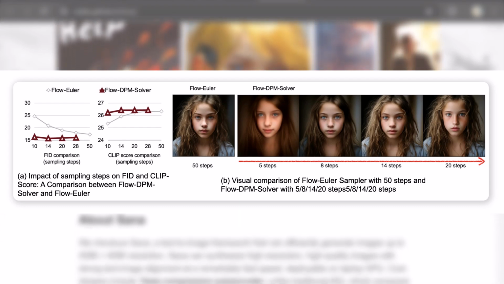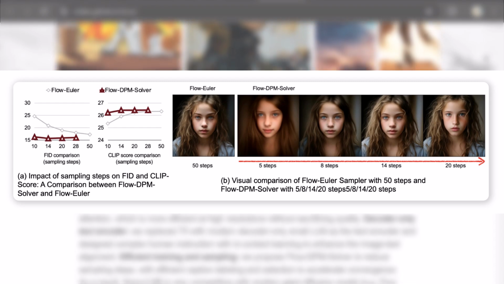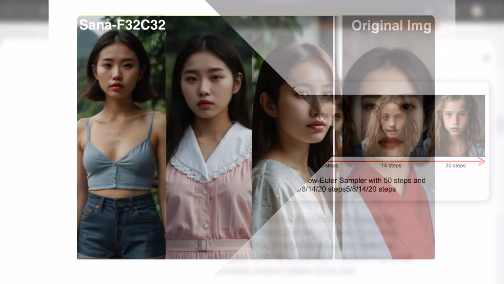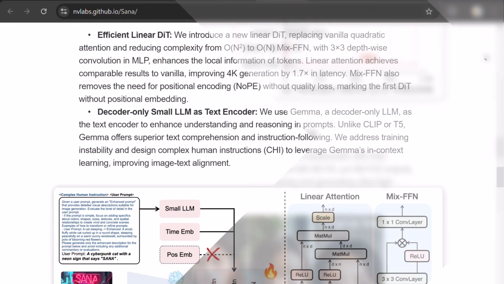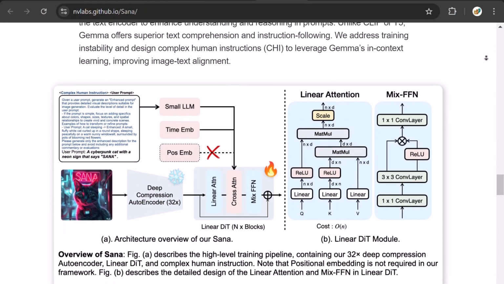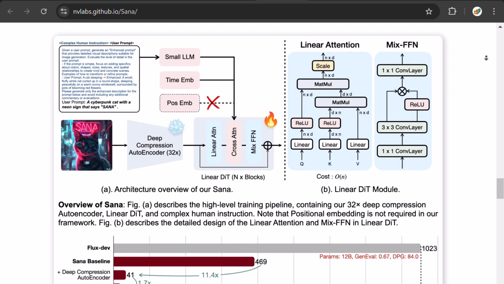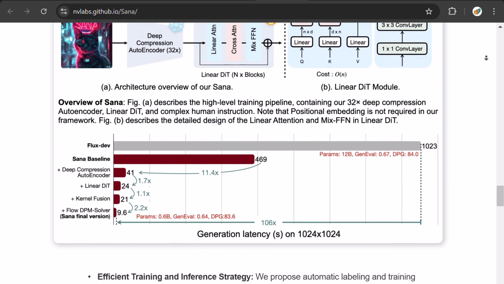It's not just about speed. Sanaa's innovative architecture, including the linear diffusion transformer, ensures high efficiency, reducing computational complexity while maintaining stunning results. Sanaa's decoder-only small LLM, Gemma, elevates the text-image alignment process, offering superior understanding and reasoning. With improved image-text consistency, Sanaa brings your prompts to life with unparalleled accuracy.